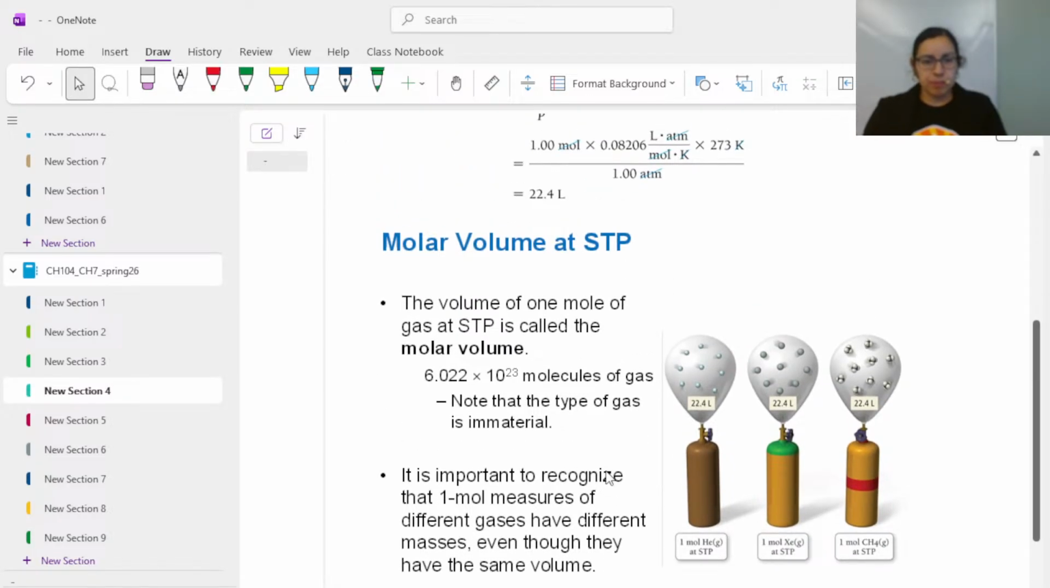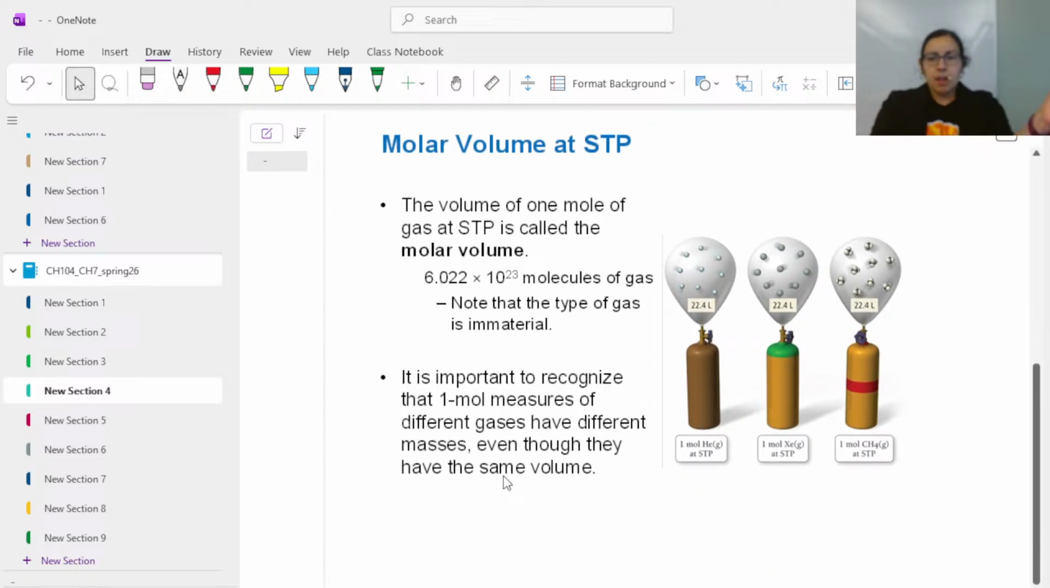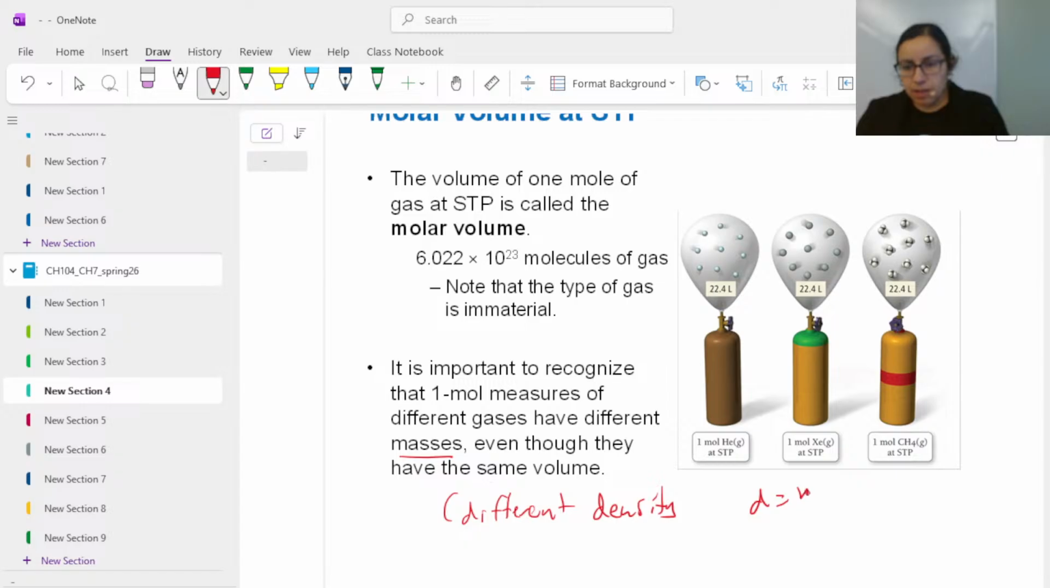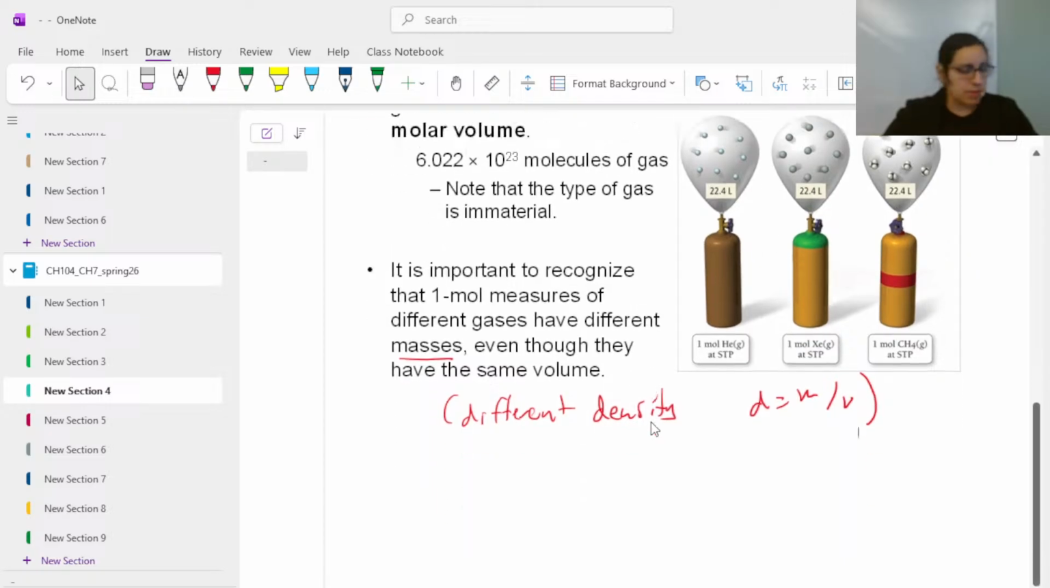There are lots of little tricks we can do, so we'll probably practice one. Again, we're assuming that 1 mole is all the same, so we're not looking at the deviations in this one. Helium is 22.4 liters, xenon is 22.4 liters, and then they would have different masses, so they do have different densities. Remember, density is mass over volume. The volume is constant here, but the densities are different.